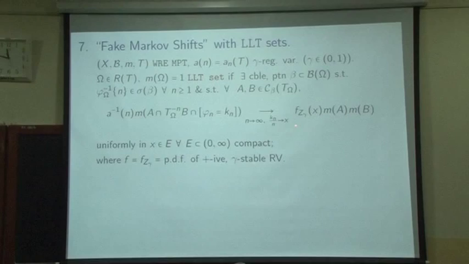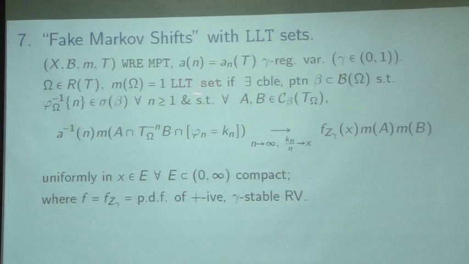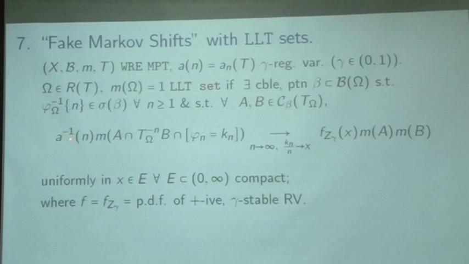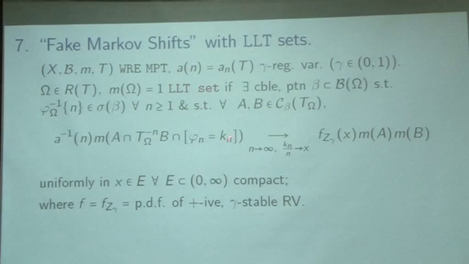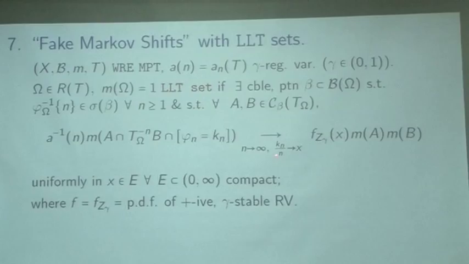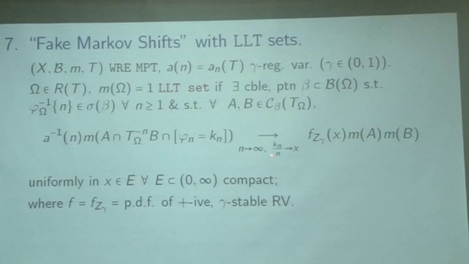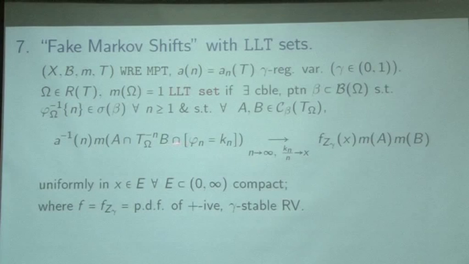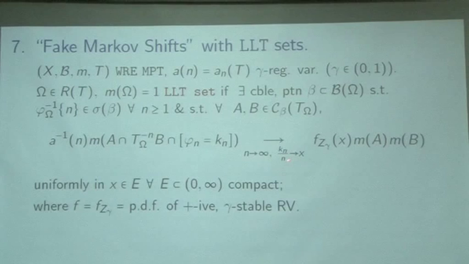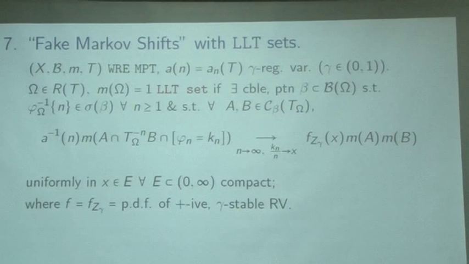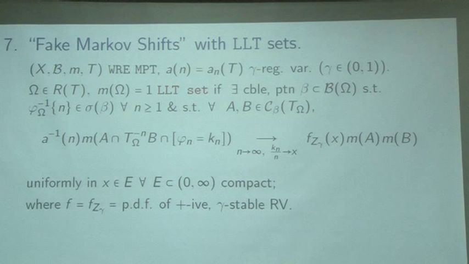So this is the stable random variable of order gamma. f_gamma is going to be its probability density function. And I want that the inverse function of a_n, where a_n is something like n to the gamma, so this guy is going to be n to the 1 over gamma, when I multiply by the probability that phi_n is equal to k_n, where k_n is something like a_n here instead of n, then I should be getting the density of x times the product of the measures of sets. So this is a version of the de Moivre-Laplace theorem for these first returns I ran over before. And it happens for a lot of these fake Markov shifts. So that's a local limit theorem set.